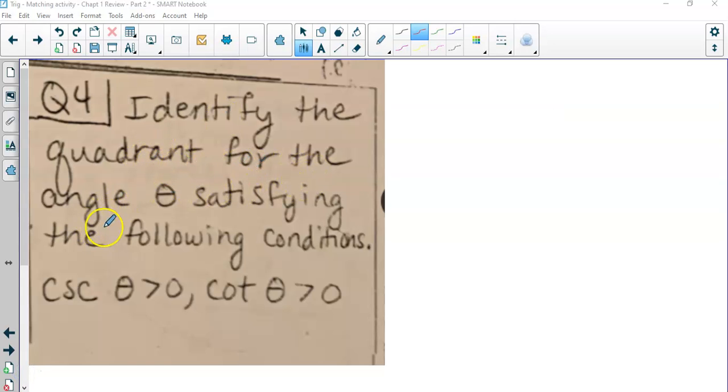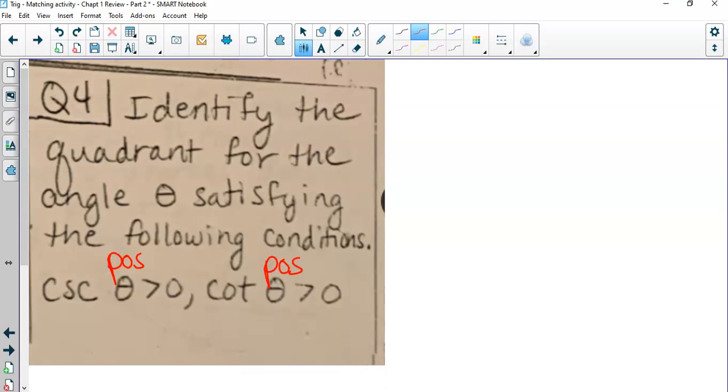Identify the quadrant for the angle theta satisfying the following conditions. The cosecant of theta is greater than 0. That means it's positive. And the cotangent of theta greater than 0, that's positive. So what we're looking for is a quadrant where the cosecant is positive and the cotangent is positive. So let's look that up on the chart.